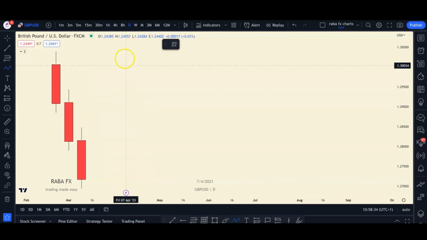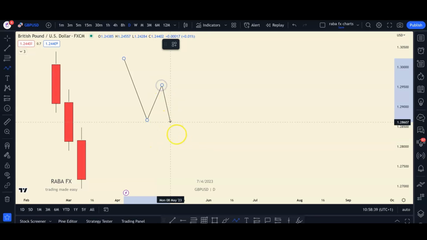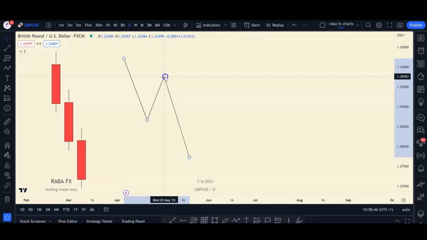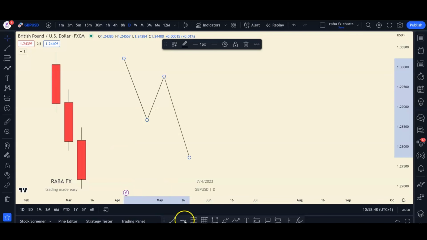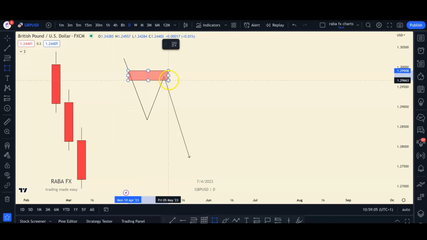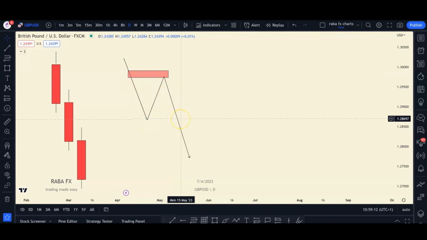For a leg of structure mitigation, we have an impulse, correction, impulse. Okay, now obviously let's assume this is the origin. This taps into an open here. Let's just assume that this taps into an open, so that makes this high what? A strong high, because it has mitigated the open and broke structure to the downside.